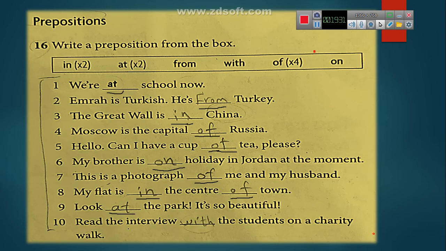Yes. Read the interview with the students on the charity walk. Here "with" is used to indicate being together or being involved. As well, it indicates having, for example, this girl with the blue eyes, as well as indicating using. I wrote a book, or I wrote a letter with a pen.